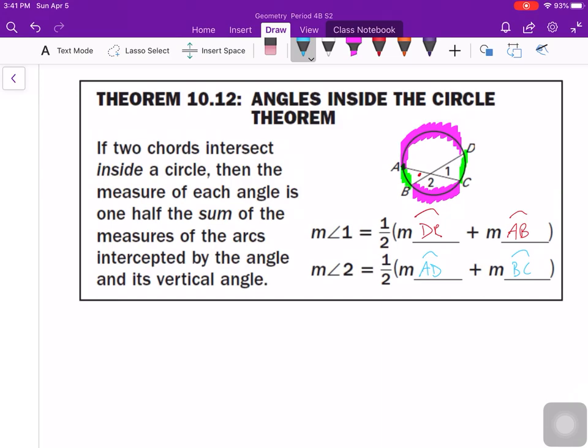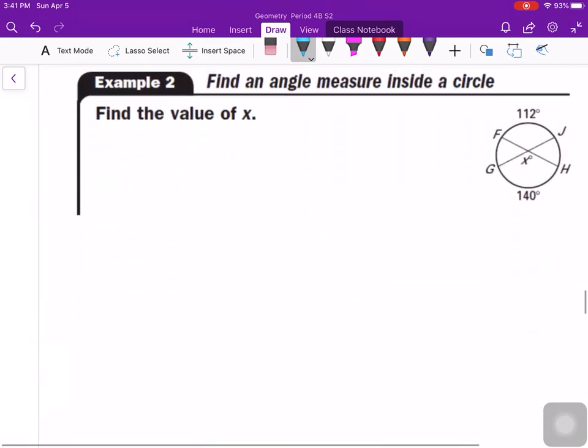So again, still 1/2 for the formula. We're going to look at, is the angle on the circle, in the circle, or outside the circle? And again, the lesson next week is going to be the one where it's outside the circle.